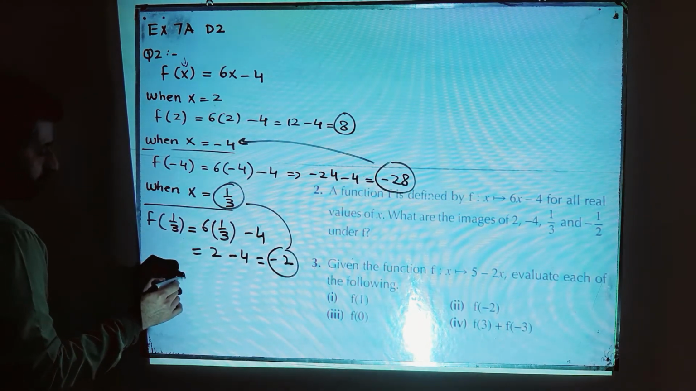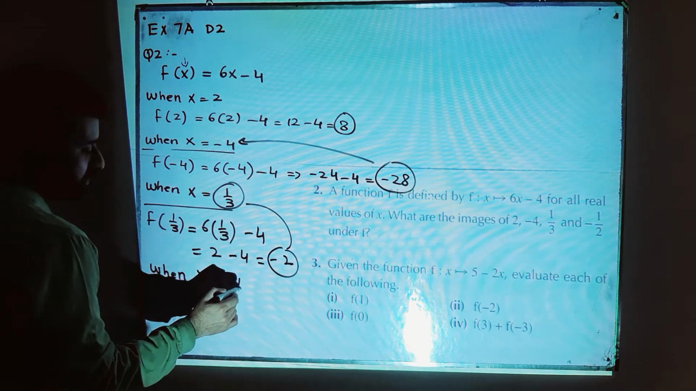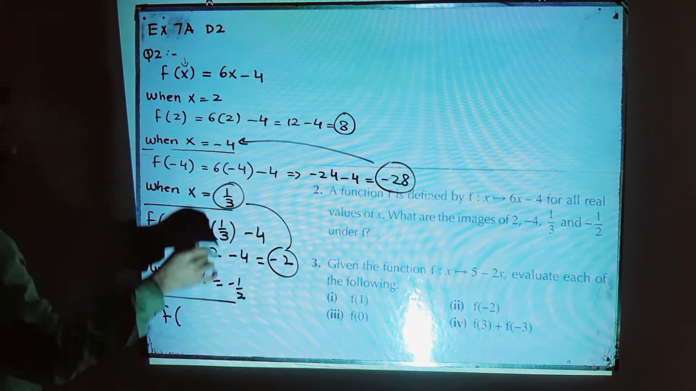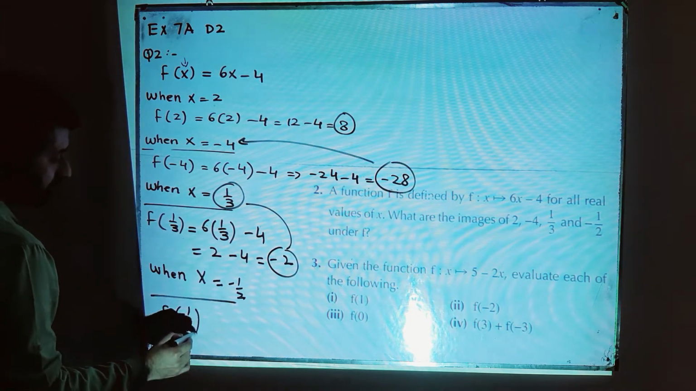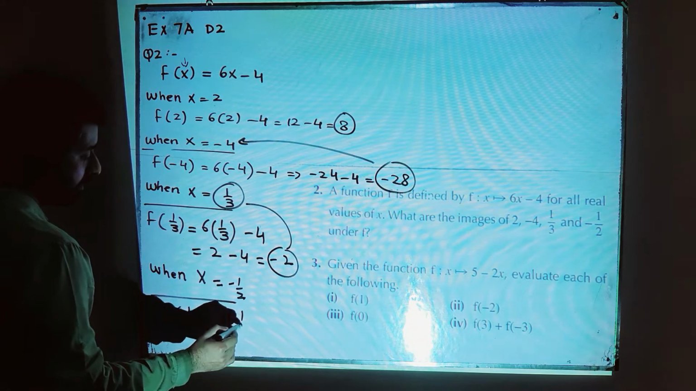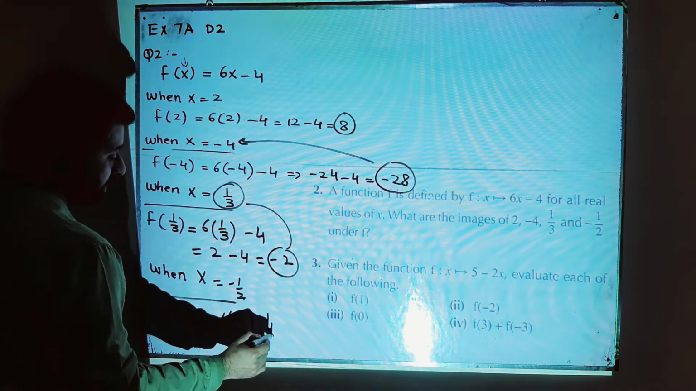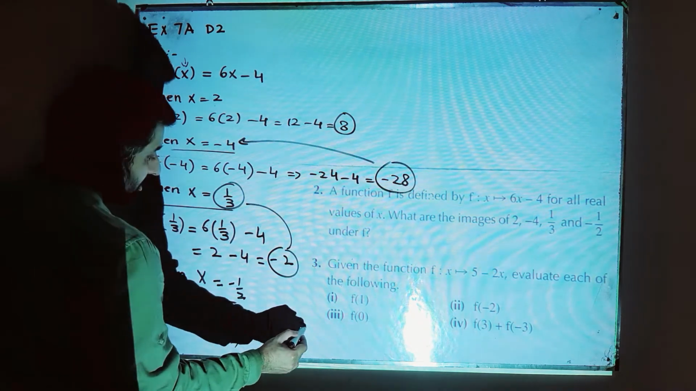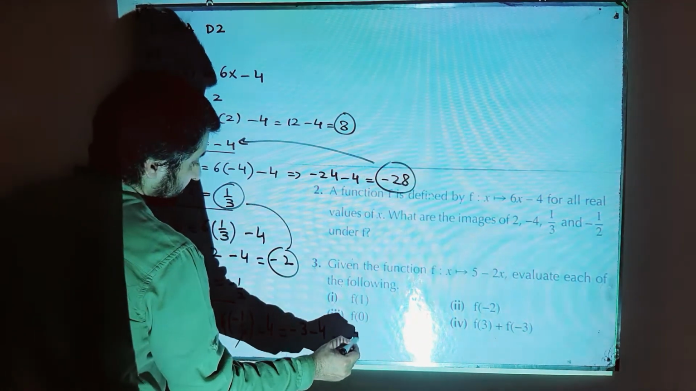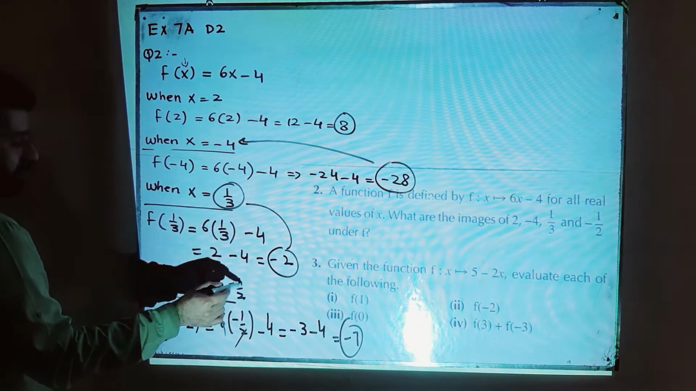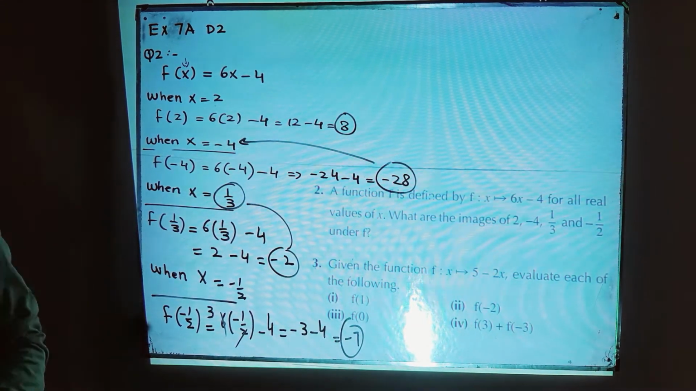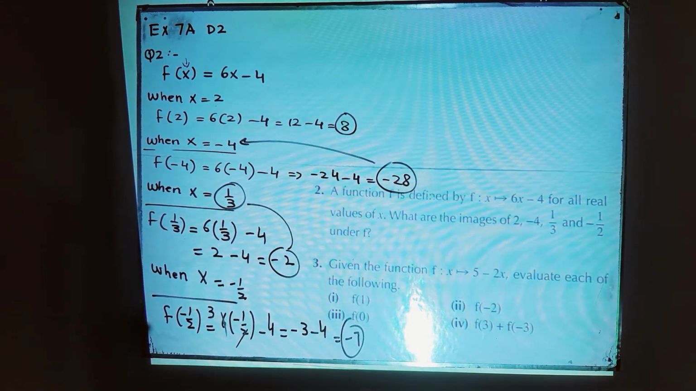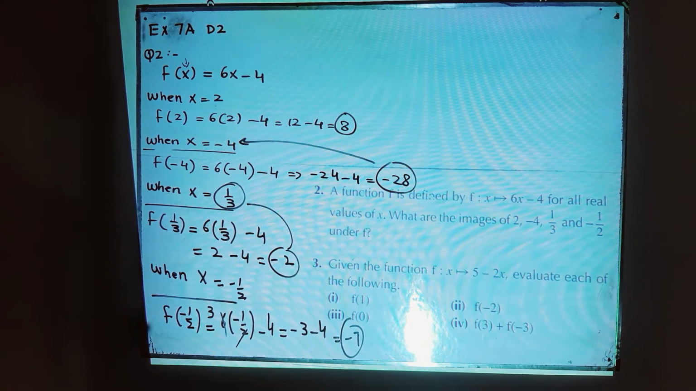So when x equal to minus 1 by 2, you can find the value of f. In place of x, use minus 1 by 2. 6 into minus 1 by 2 minus 4. Now 2 and 6 can be cancelled. 2 3 times 6, 3 into minus 1 is minus 3, minus 4 is minus 7, which is the image at minus 1 by 2. In this way you can find the images of 2, minus 4, 1 over 3 and minus 1 by 2.